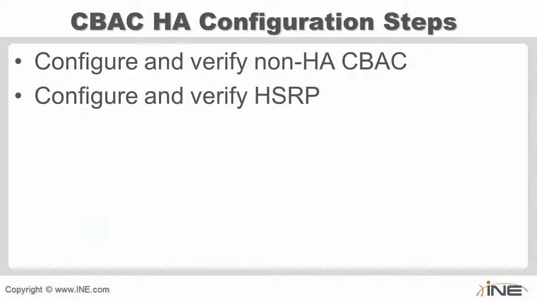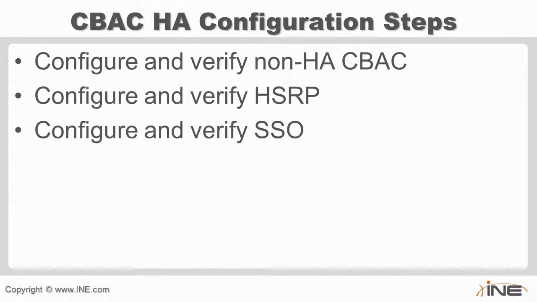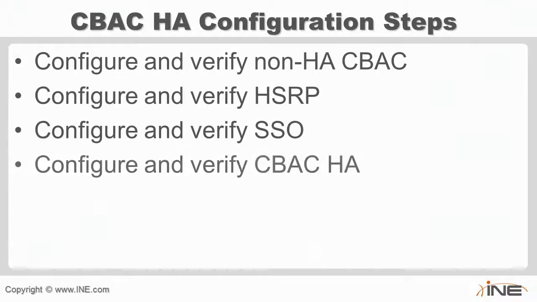Then we're going to configure HSRP, which is going to add the other router to the redundancy pair. Once HSRP is up, we configure the stateful switchover, which is the inter-process communication between them in order to do the synchronization of the firewall. Then finally, we configure the high availability pair.